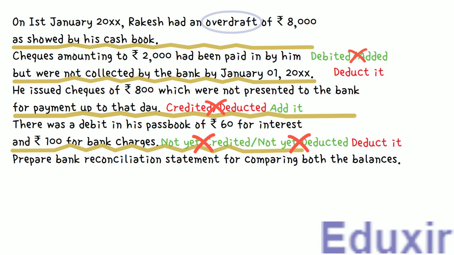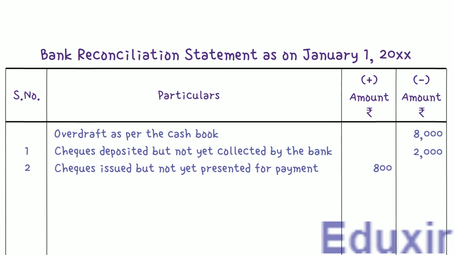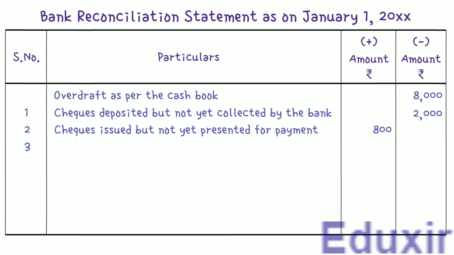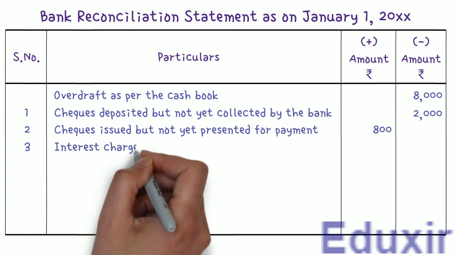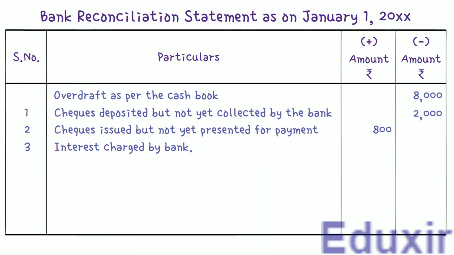With this analysis at our disposal, let us now proceed with the recording of both of these details into the bank reconciliation statement. Let us first write the serial number. Let us then write the particulars as interest charged by the bank. Let us now write this amount of 60 rupees in the minus amount column. That completes the recording of these details into the bank reconciliation statement.